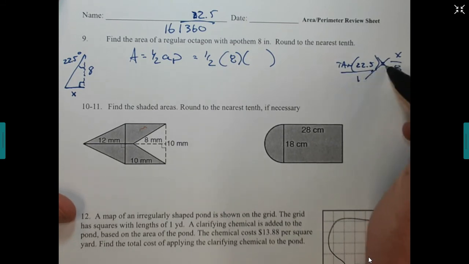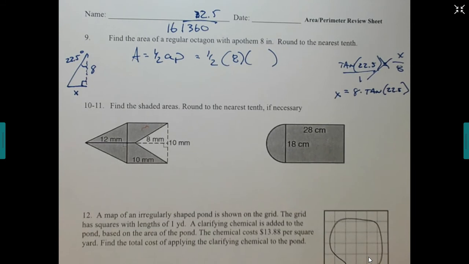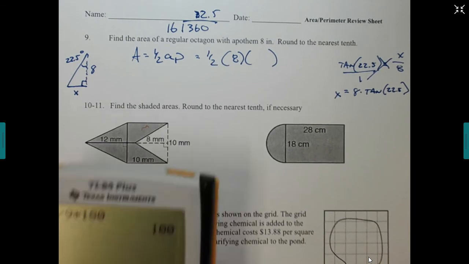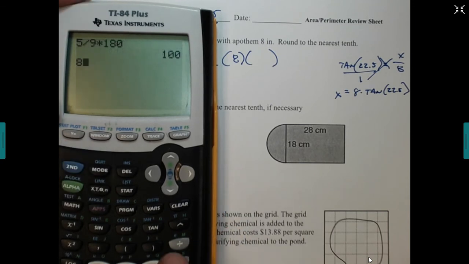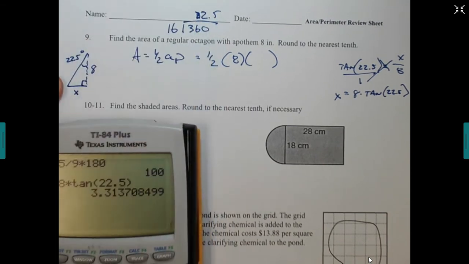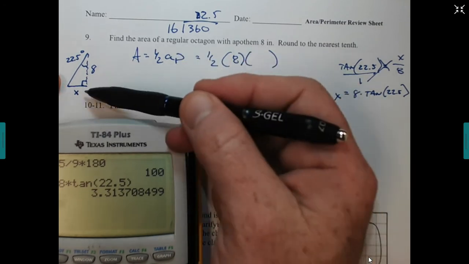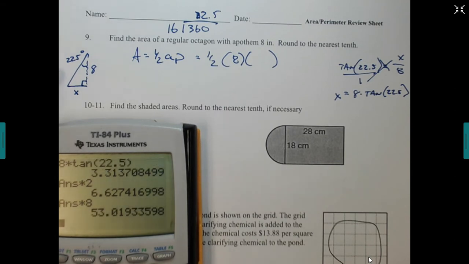If I put that over 1, I'm cross multiplying. X has to be whatever 8 times the tangent of 22.5 is. So grab my calculator, make sure I'm on the degree setting. I am. I'm doing 8 times the tangent of 22.5. Now that is just the bottom right here of that triangle. Well, I know if I double it, I get one side of the octagon multiplied by 8 because there's 8 sides to an octagon. That's my perimeter.